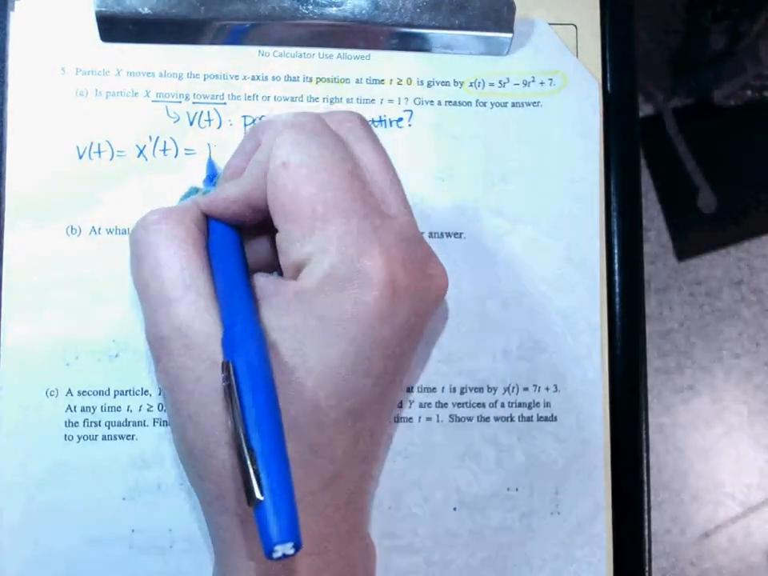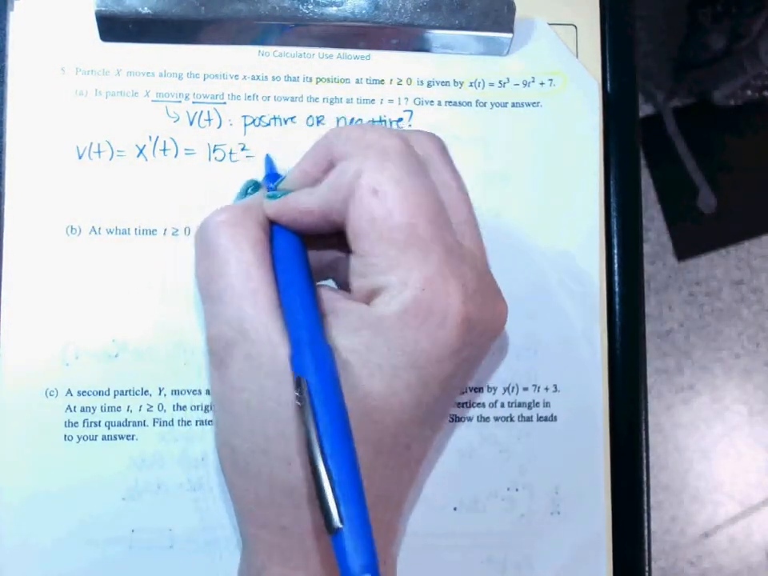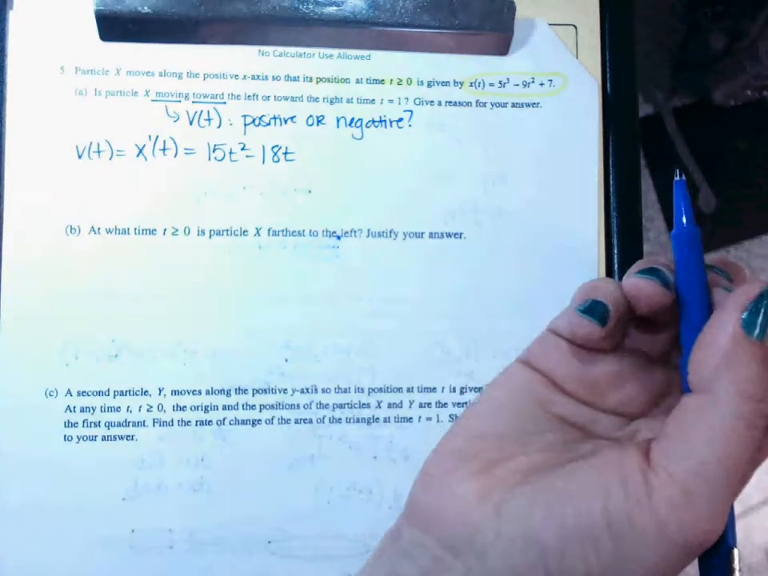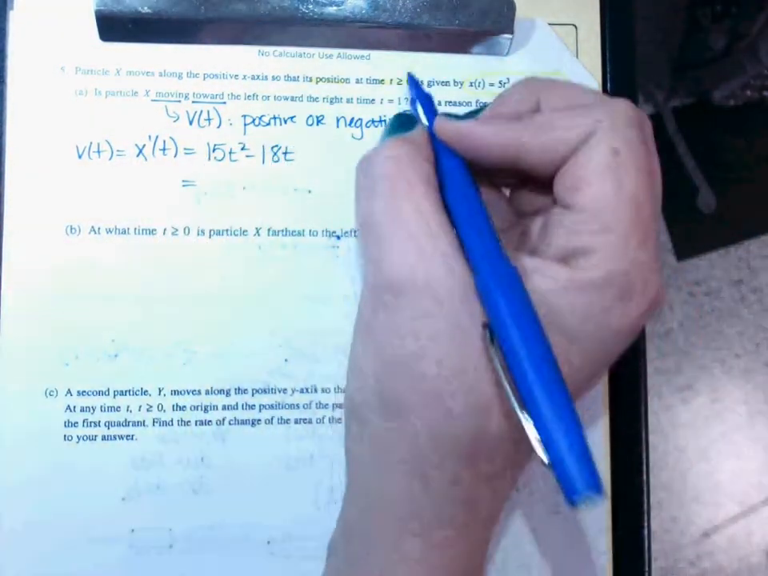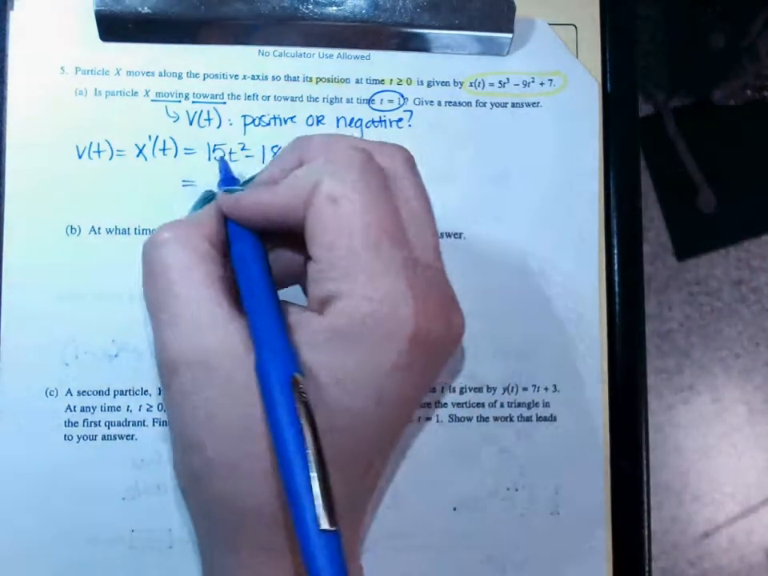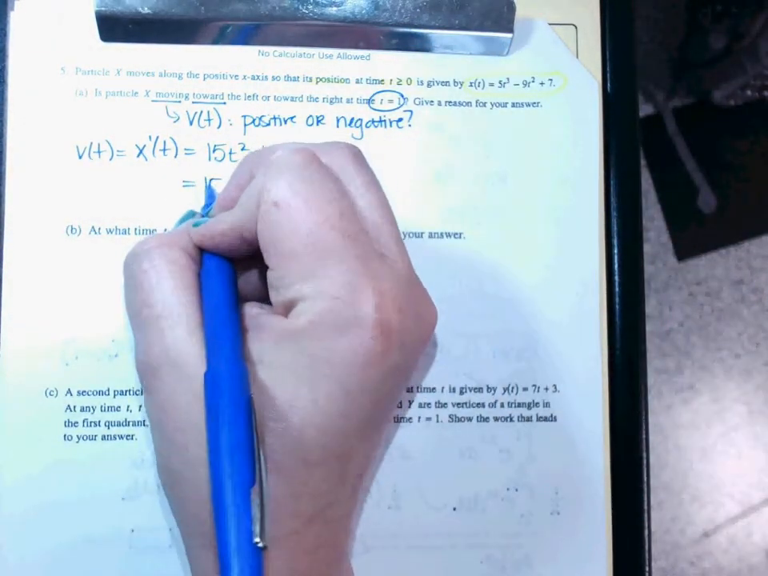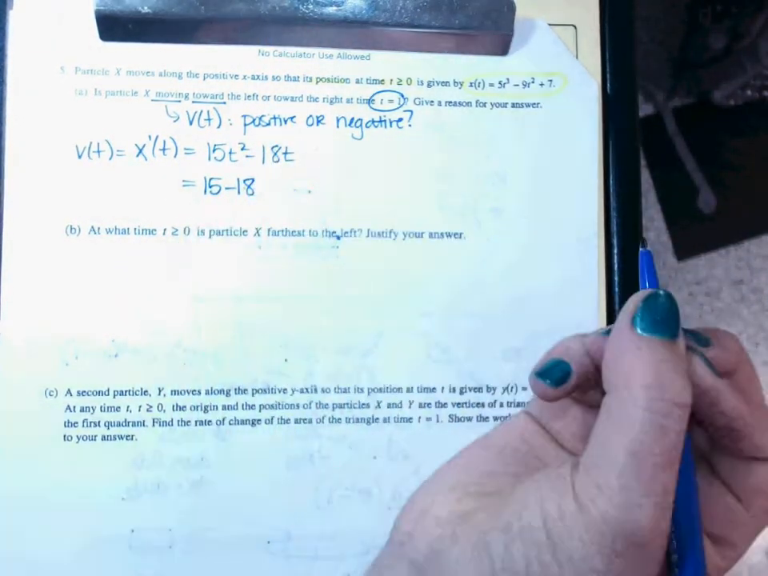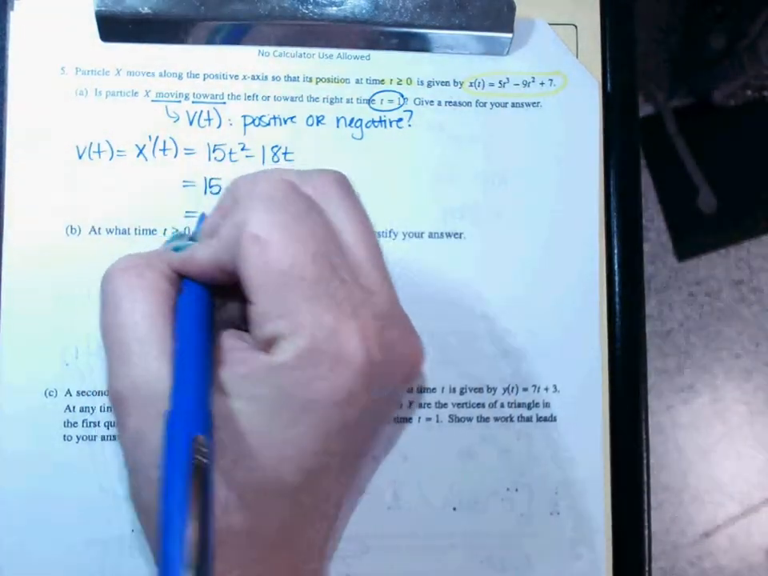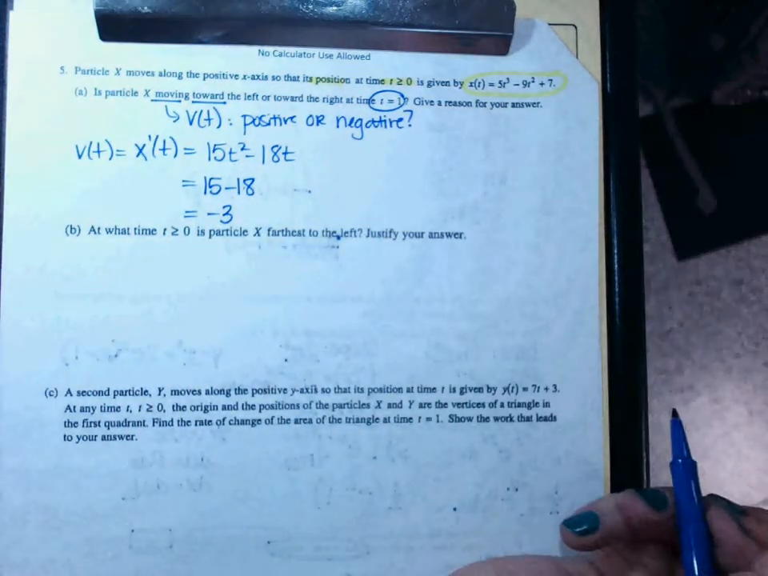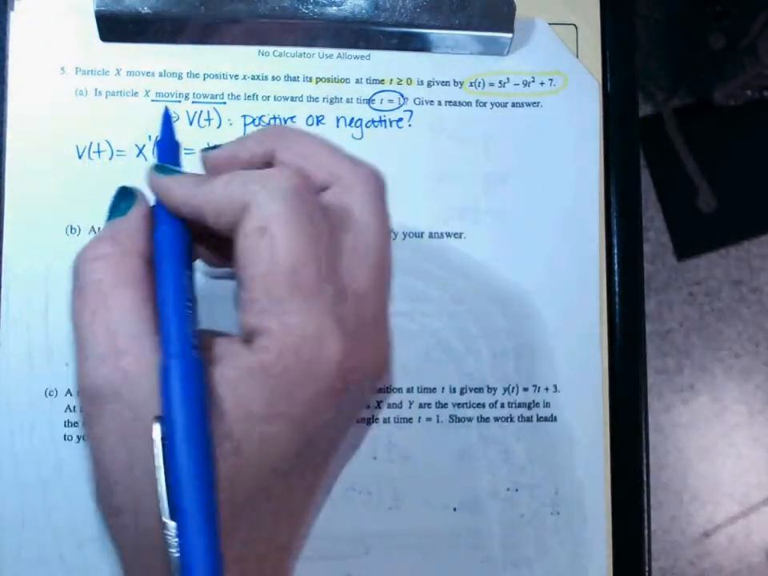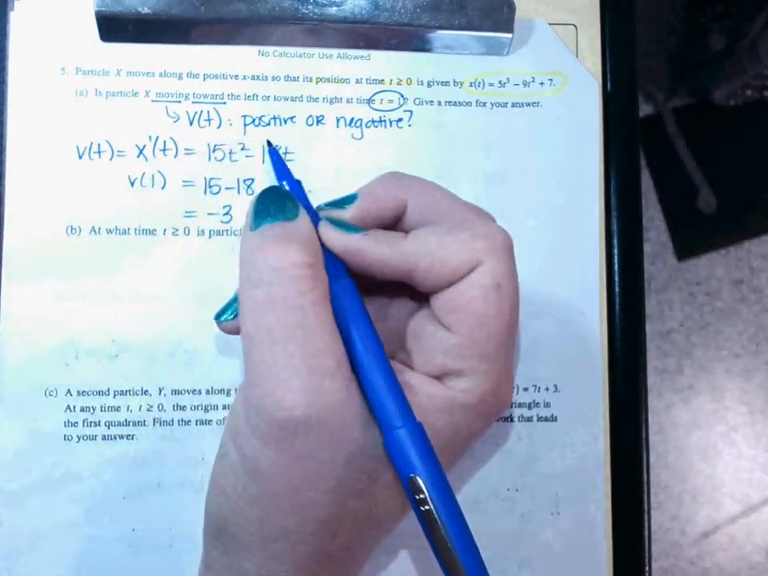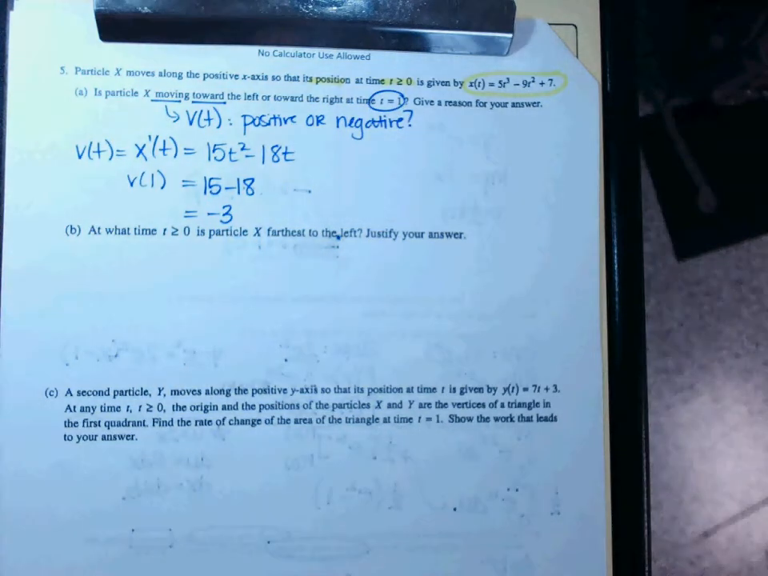15t squared minus 18t. What happened to the 7? Bye-bye. Okay, plugging in what? 0. Nope, no. 1. So 15 times 1 is still 15, minus 18 times 1 is 18. Overall, what's your number? Negative 3. So okay, what did I do wrong? Oh, you forgot to put x of 1. Yep, can't do this. You have to put v of 1, or you could put x prime of 1, but once you start plugging in numbers, you want to make that change on your paper.